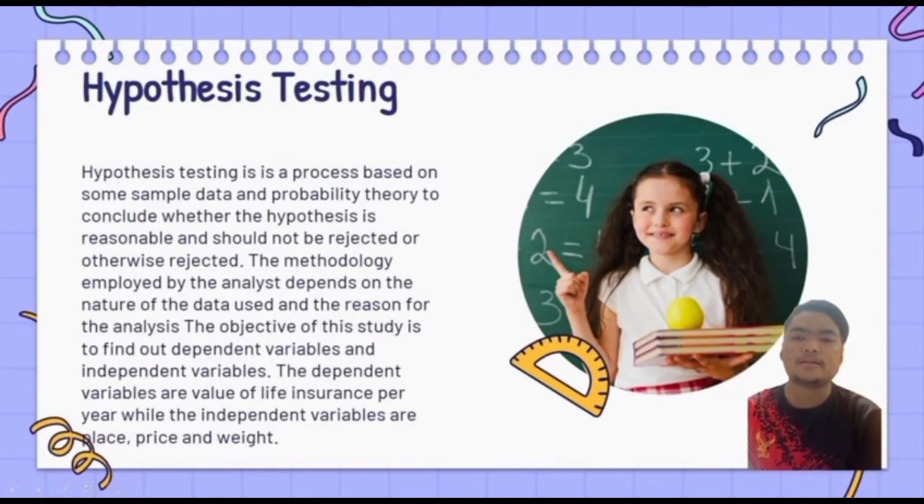Hypothesis testing. Hypothesis testing is a process based on some sample data and probability theory to conclude whether the hypothesis is reasonable and should not be rejected, or otherwise rejected. The methodology employed by the analysis depends on the nature of the data used and the reason for the analysis. The objective of this study is to find out the dependent variable and independent variables. The dependent variable is the value of life insurance per year, while the independent variables are place, price, and weight.